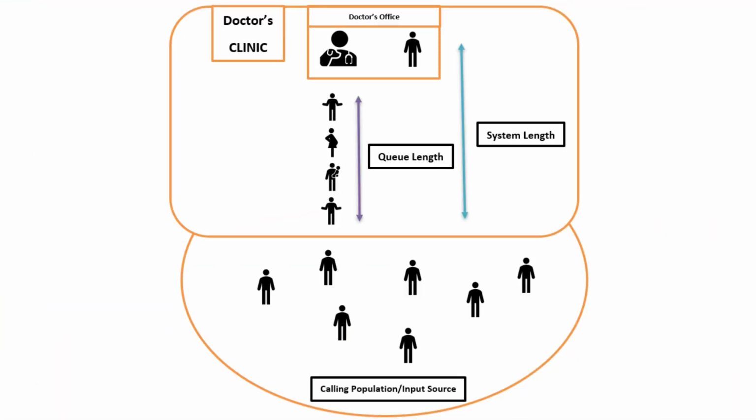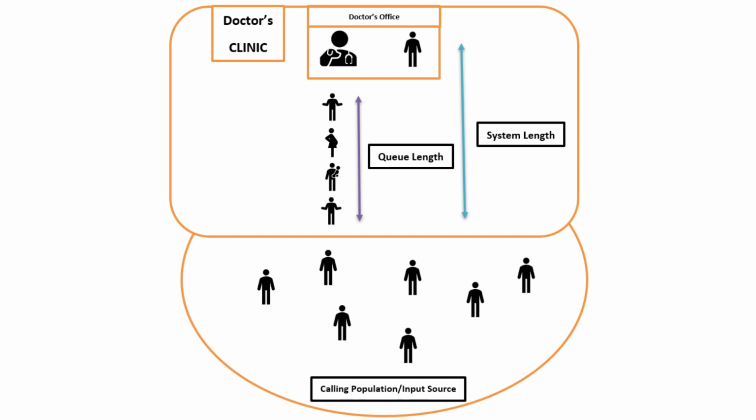Let's understand queuing theory with a more elaborate example. This situation here is of a doctor's clinic. Here, the server would be the doctor and the customers would be his patients. The doctor's clinic comprises the complete system. The patients waiting outside the doctor's office form the queue length, and if we include the person taking treatment inside the doctor's office, it will make up the system's length.